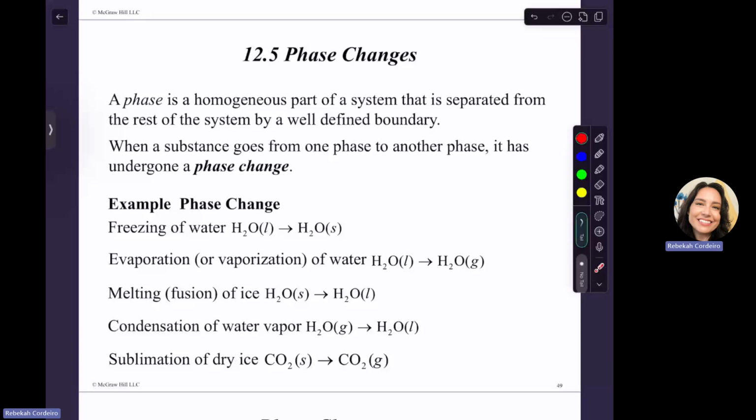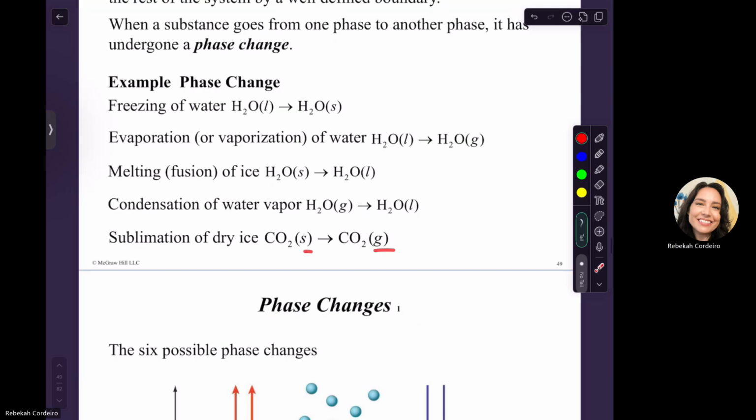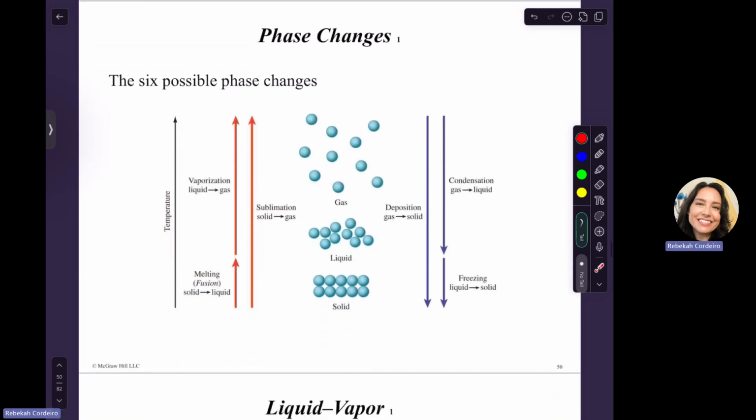So there are phase changes that you already know, hopefully. Freezing, right, is liquid to solid. Evaporation or vaporization is liquid to gas. Melting, which we also call fusion, is solid to liquid. Condensation is gas to liquid. Sublimation is solid to gas. So there are 6 possible phase changes. We talked about all of them except deposition, which is gas to solid, the opposite of sublimation. So here's a list of things to make sure you remember the names of those phase changes.